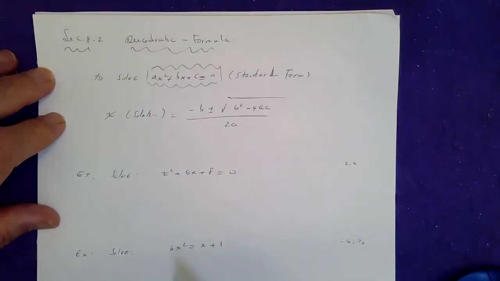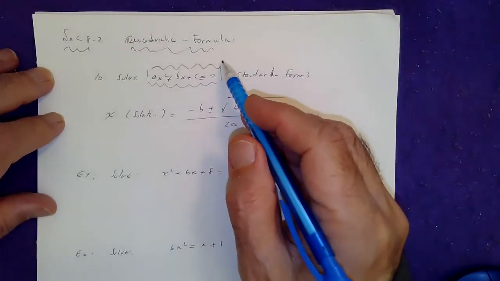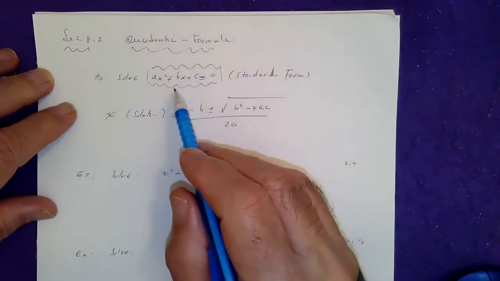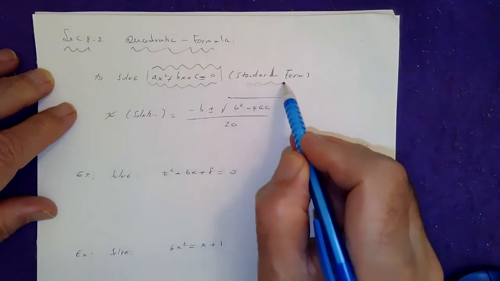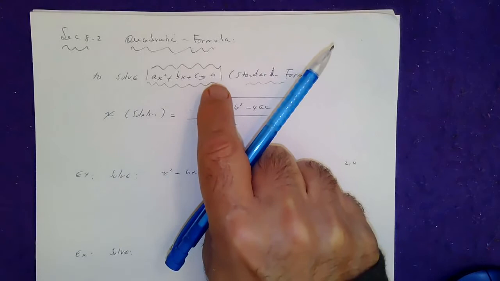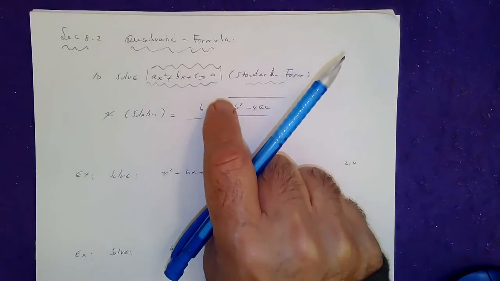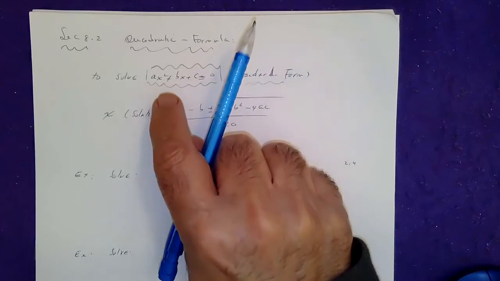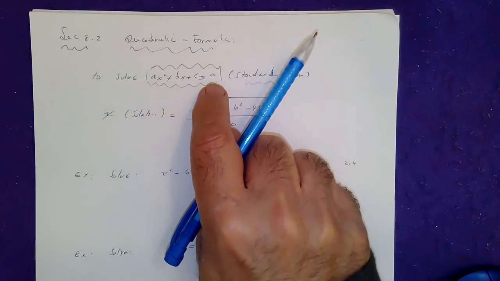Section 8.2, solving quadratic equations by the quadratic formula. Remember, if the quadratic equation is in standard form, that means no parentheses, and you have to have 0 on the right side. So if you have any parentheses, you have to remove them, put everything on the left side, and make sure you have a 0 on the right side.